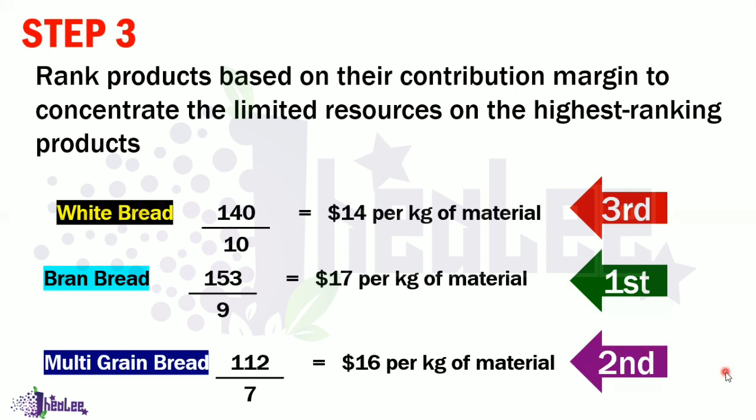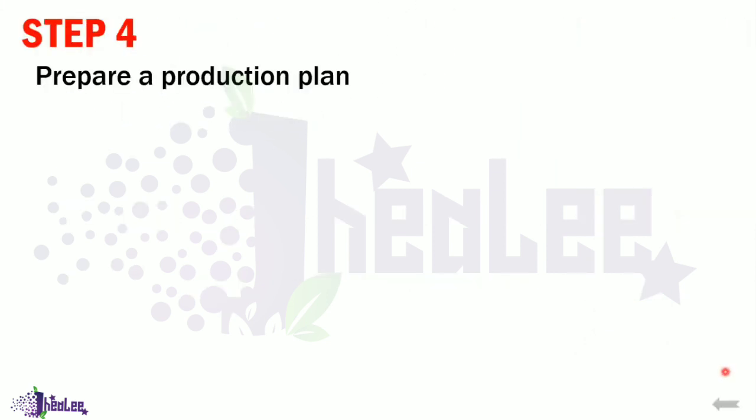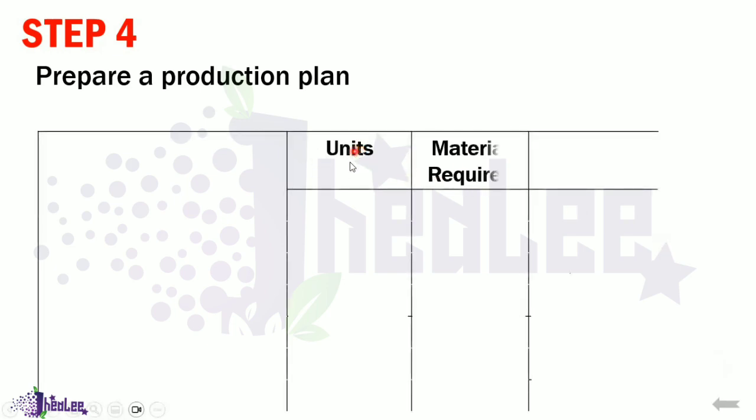Now, this information that we have here in step 3 determines how we should produce the items. And having that information, we're going to move into the final stage where we look at preparing a production plan. So for this, we're going to show the units for each product that will be produced, the material required, how much material is needed to produce that amount of units, and we're going to generate a contribution that the business will generate from producing those products.